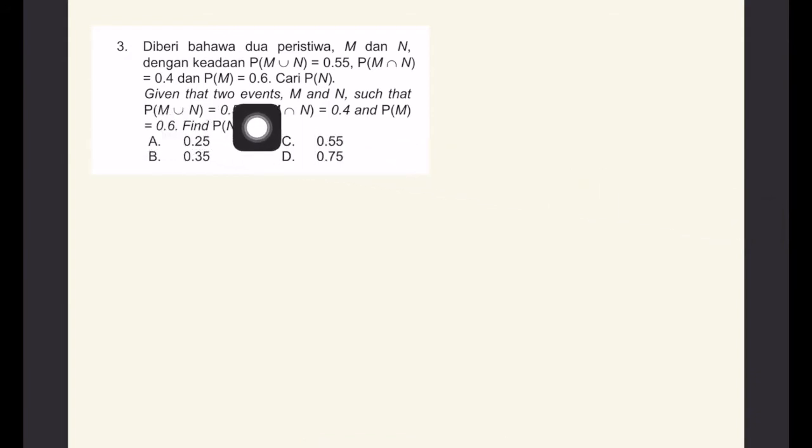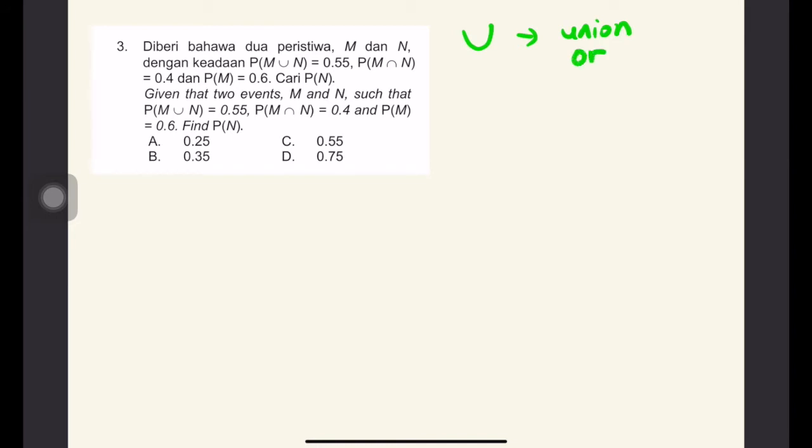Given that two events M and N, such that P(M union N), or I can say P(M∪N). Macam ni, kalau simbol ini kita biasanya sebut dia sebagai union ataupun or. Kalau dalam bahasa Melayu, or apa? Atau, kan? Atau. Tengok simbol hujung tu sama, betul? Ataupun kalau simbol macam ni, kita biasanya sebut intersect ataupun N.